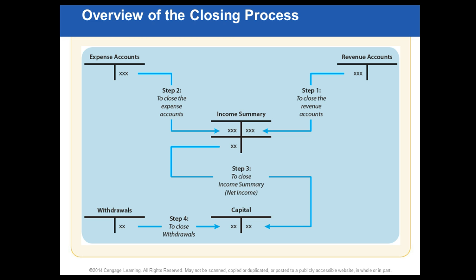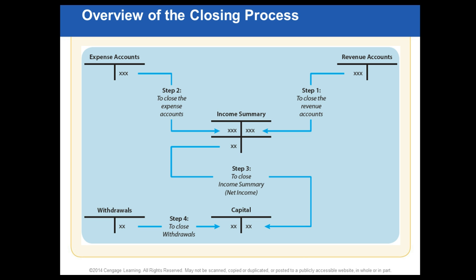So to zero out our expense accounts, we're going to credit them to wipe them out. So if we credit our expense accounts, we need to debit something. And the something we're going to debit is this temporary account we're going to call income summary. We're just creating it at the end of the accounting period.